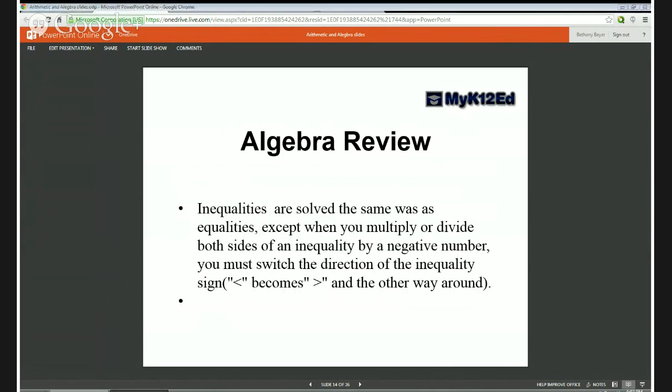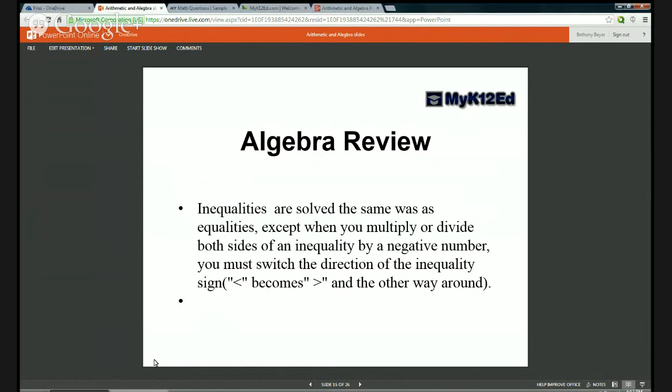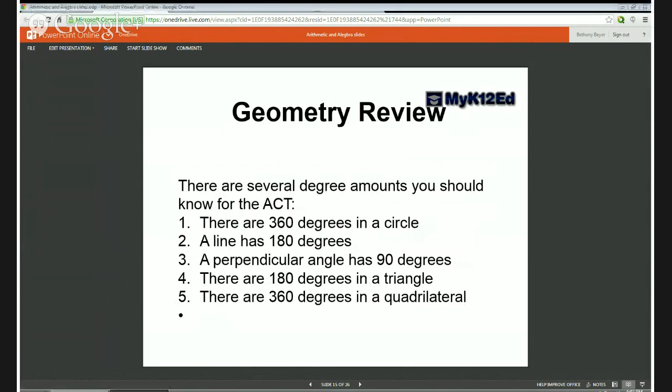Inequalities are solved the same way as equalities, except when you multiply or divide both sides of an inequality by a negative number, you have to switch the direction of the inequality sign. So greater than becomes less than and vice versa. So that's the thing to remember about inequalities. Other than that, you solve them the same exact way as equalities.